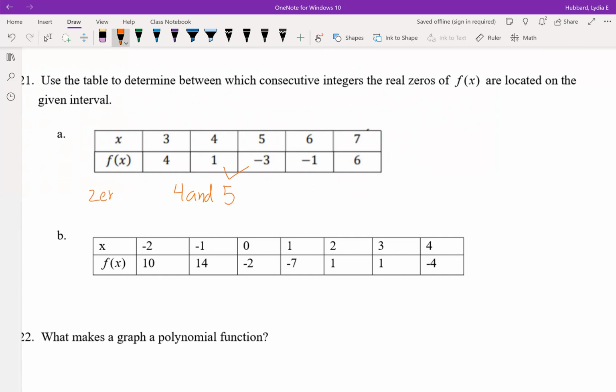So zeros occur between 4 and 5. Then this happens again, but that's actually happening between the numbers 6 and 7. We look at the y values to determine whether they're changing positive to negative or negative to positive, but when we list those intervals, again, we list them as the x values.